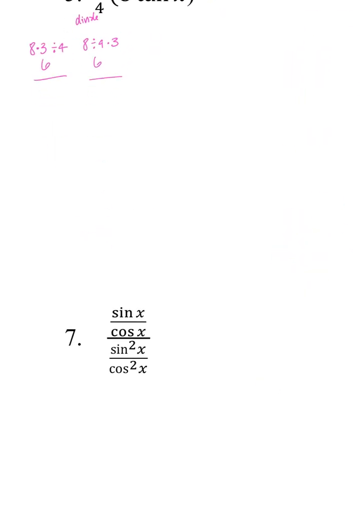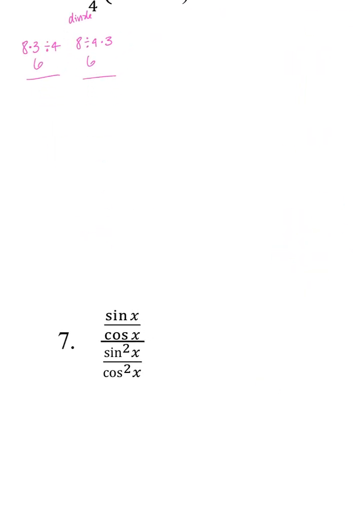So like this, let's take a look at this. This cosine is going to cancel with one of those cosines. This sine is going to cancel with one of those sines. And then this denominator that's in the denominator, right? It's a fraction within a fraction, ends up here in the numerator. This is cosine x over sine x, which is literally cotangent.